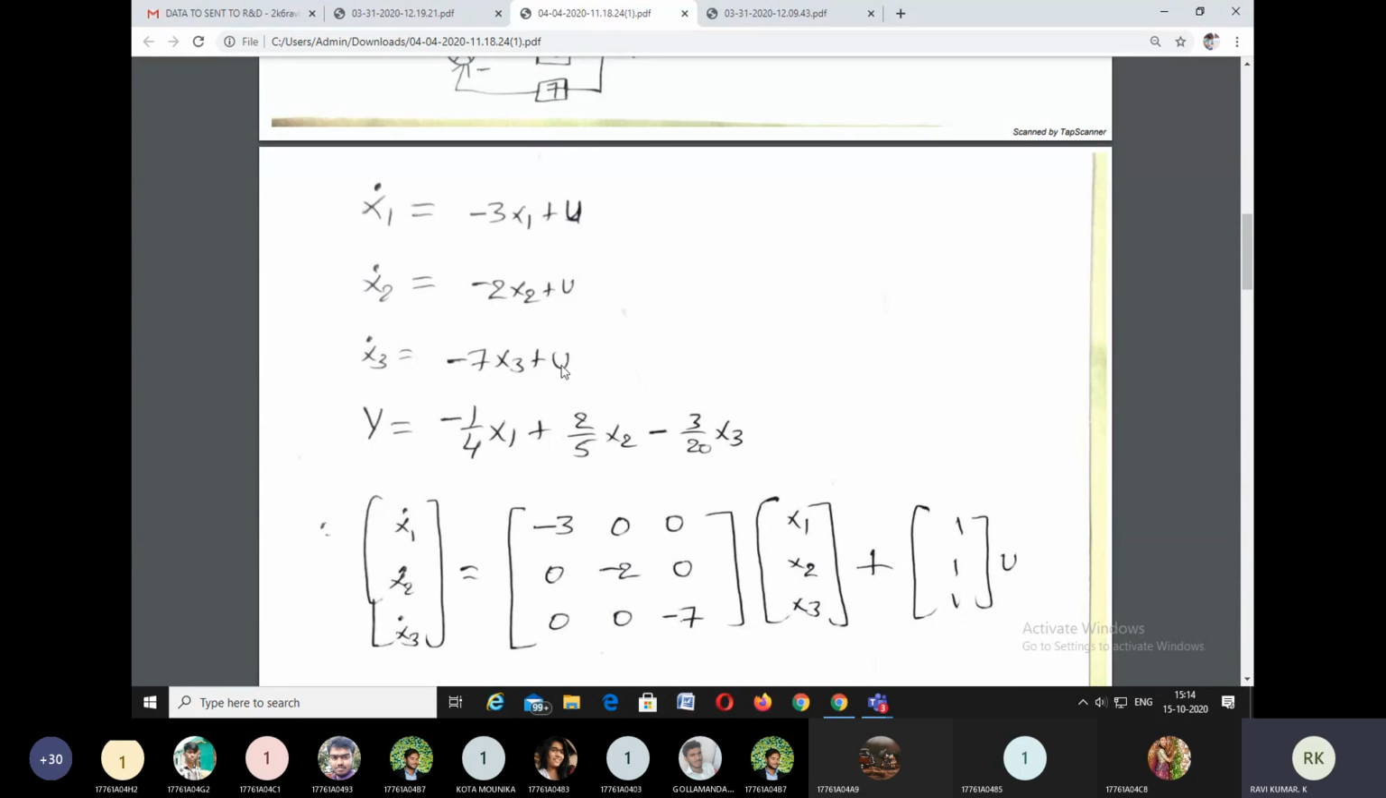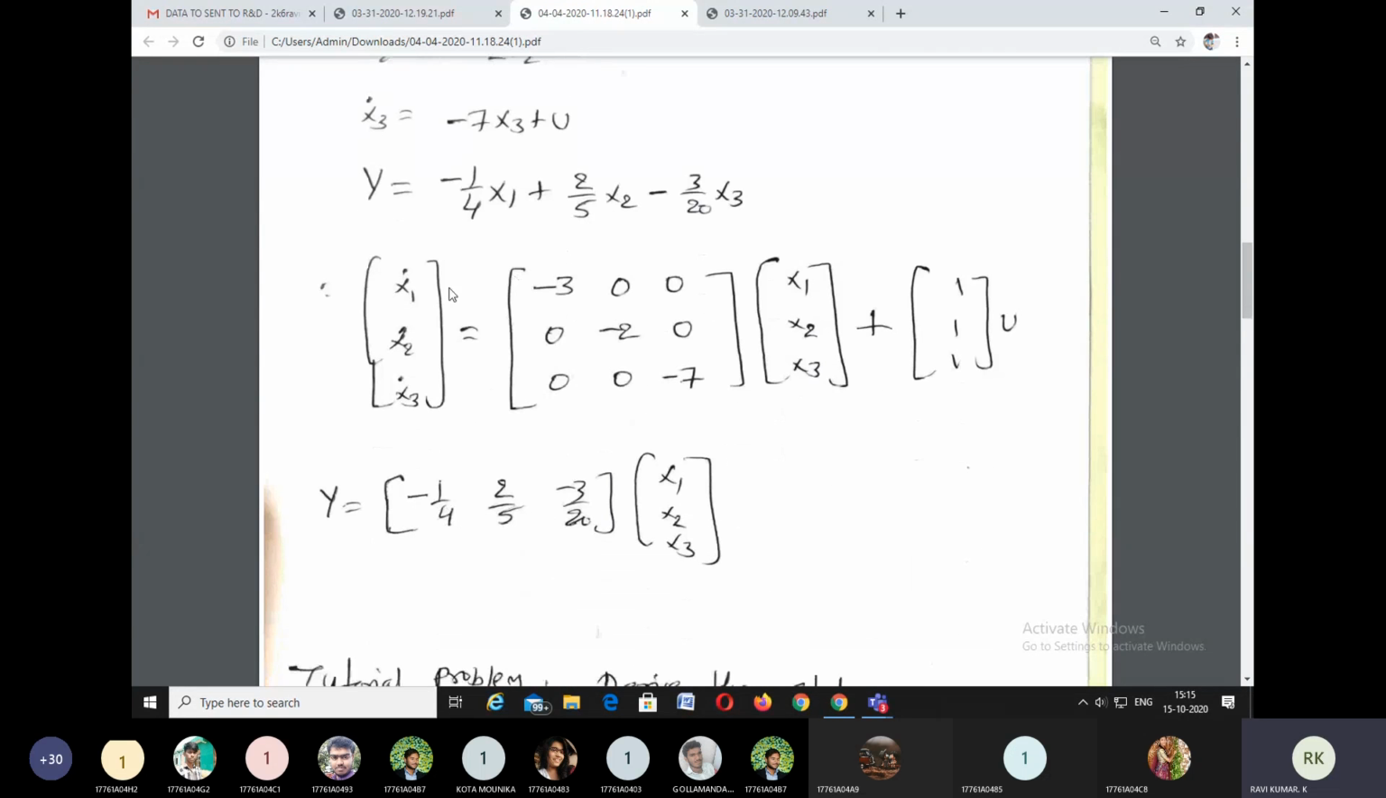Similarly, x2 dot is equal to minus 2 x2, and next u is there, that's why it is 1. x3 dot is equal to minus 7 x3 plus u. So minus 7 is in the place of x3, right? See why? Because x3 dot is equal to 0 x1 plus 0 x2 minus 7 x3 plus u. So this is the state equation, from these three important equations, right?